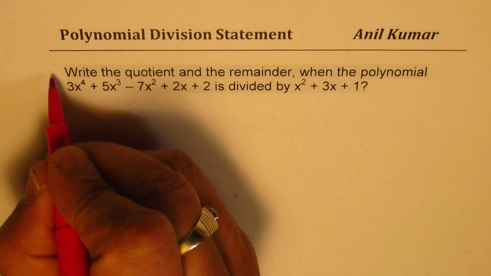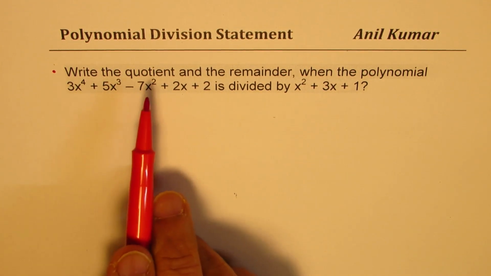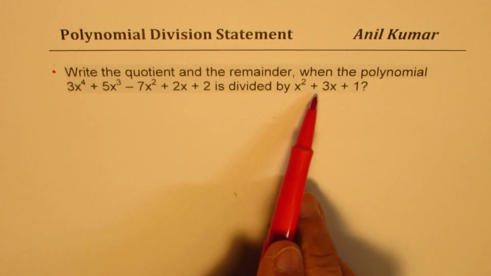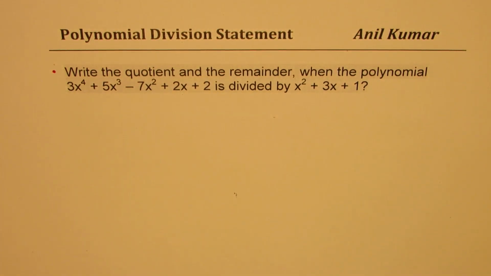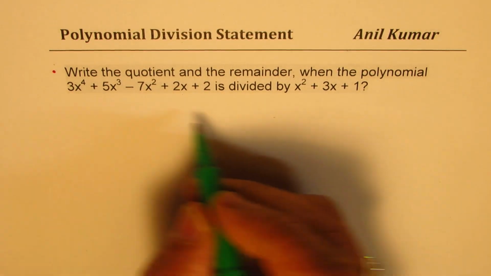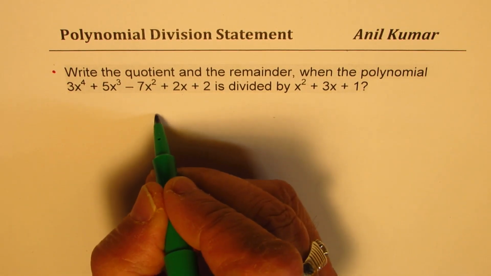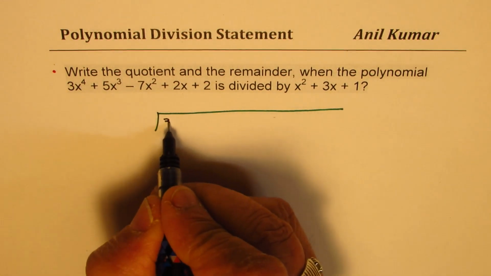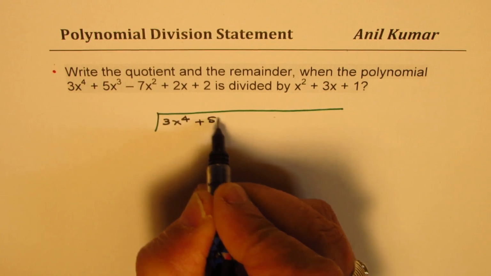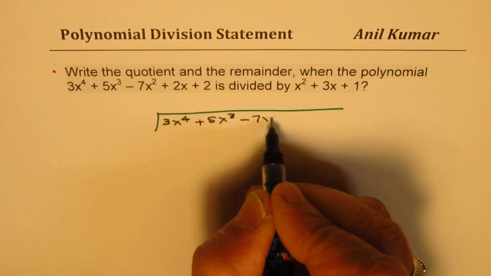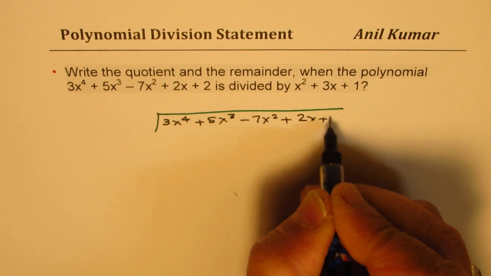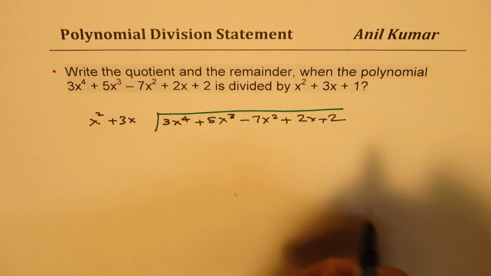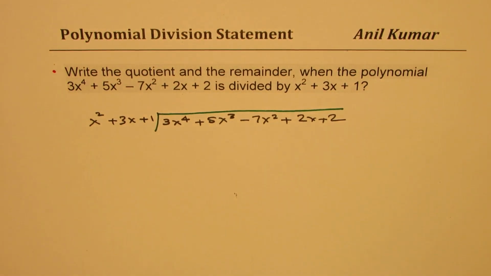The question here is, write the quotient and remainder when the polynomial is divided by this, right? So basically in this case we need to do the long division, right? So we are given the function and we have to divide. So let's do the division. We have 3x to the power of 4 plus 5x cubed minus 7x squared plus 2x plus 2. We have to divide by x squared plus 3x plus 1, right? So it's a simple division.